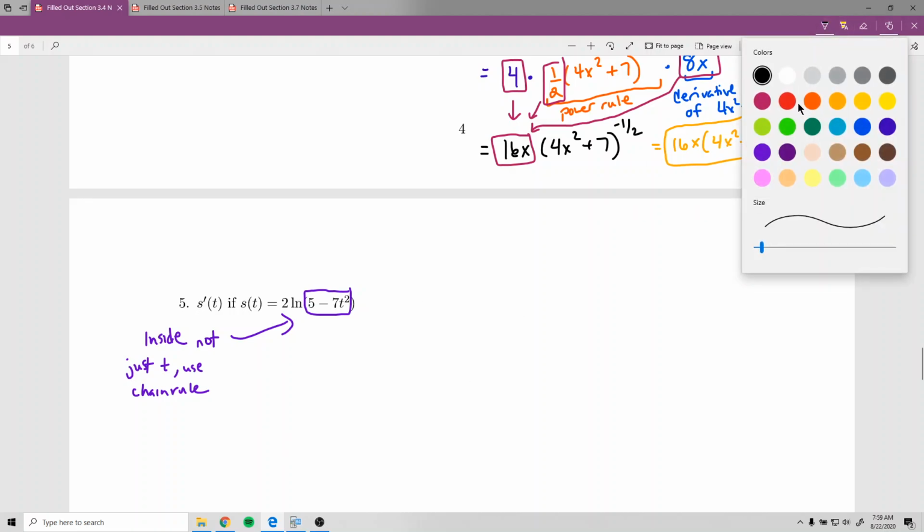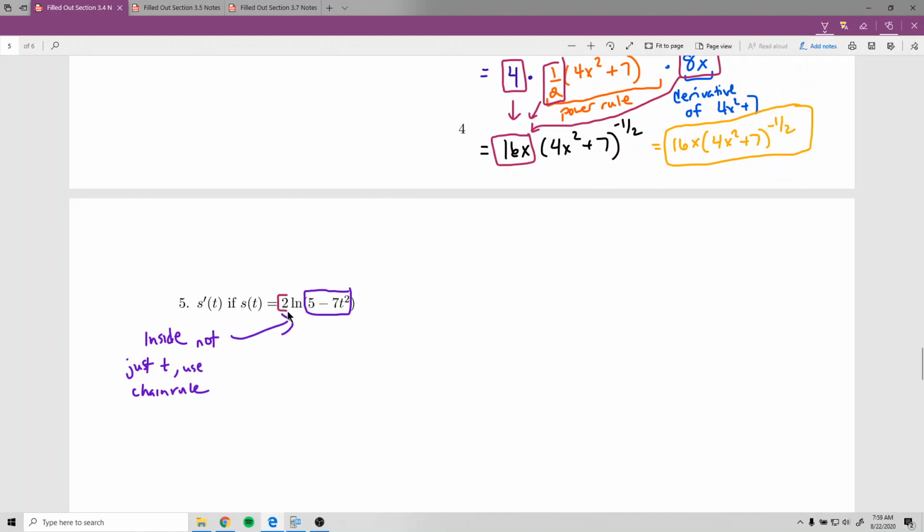Right, so what we're going to do, just like from before, the number out front is just going to stay there. Just like if we were doing the derivative of 2x squared, we would just leave it there and then eventually multiply it at the end. And what do we have here? We leave the 2. Then we do the derivative of the natural log, which is 1 over the inside, 5 minus 7t squared.